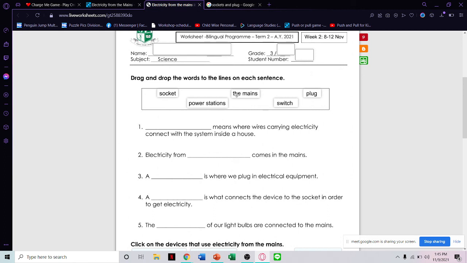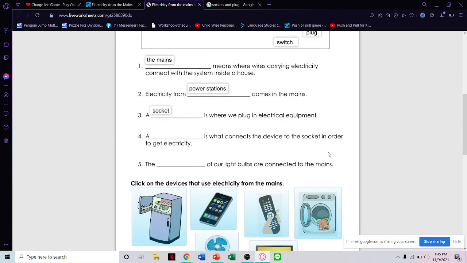What kind of electricity if it uses wires? The mains, yes. Number 2, electricity from blank comes in the mains. From where does the electricity come from? Power station. Yes. Number 3, a blank is where we plug in electrical equipment. Where do we put the plug? Who is answering? I cannot see your face. Who is it? I think it's Ravisara, right?